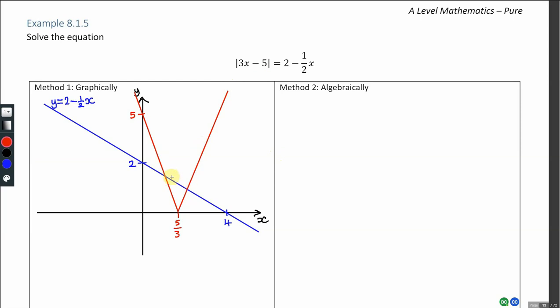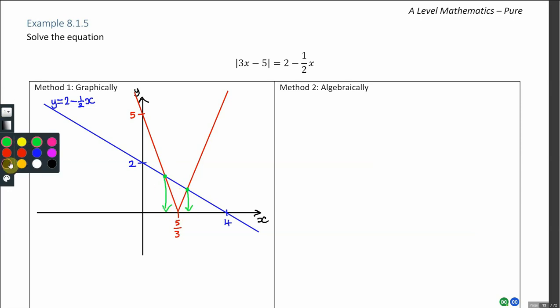Now it's a case of coming up with two equations that we can then solve to find those x values. We also know what our answers are going to look like. Both x values are going to be positive, and they're going to be either side of 5/3. So the green lines here, these are going to be our answers, our x values.